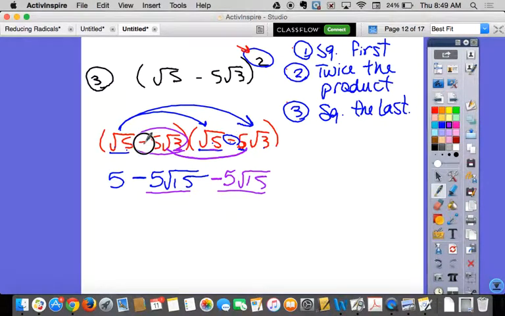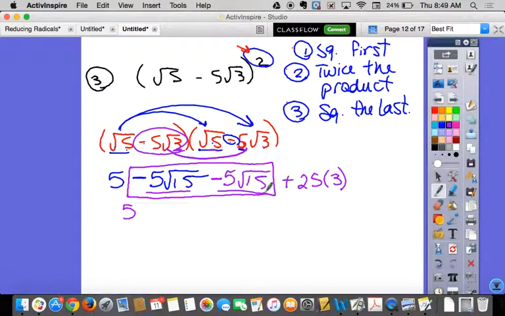All right, 2 negatives now make a positive. Outsides go with outsides. It's 25. Insides go with insides. That's going to act just like our first one did. Square root of 3 times square root of 3 is just 3. Regular 3 now. So I've got 5, and then do you see this? You can't break down the square root of 15 because that's just 3 times 5. But you have 2 of them. So those are like terms, and you can put them together.